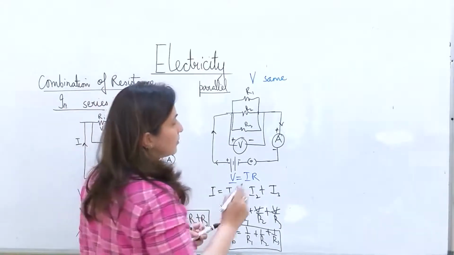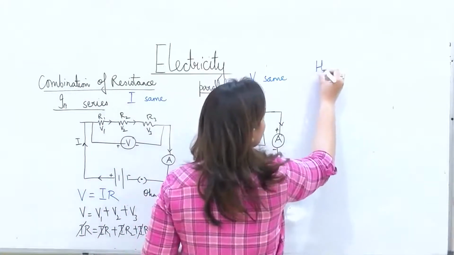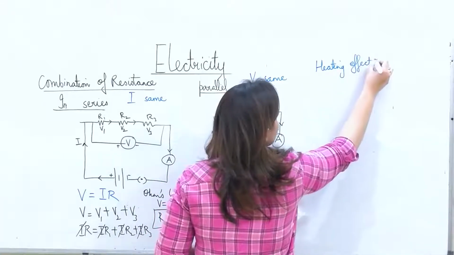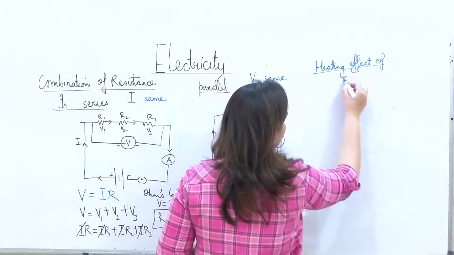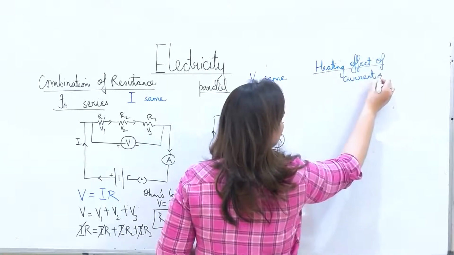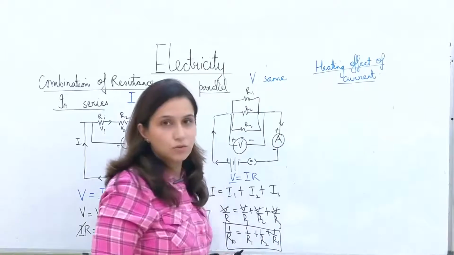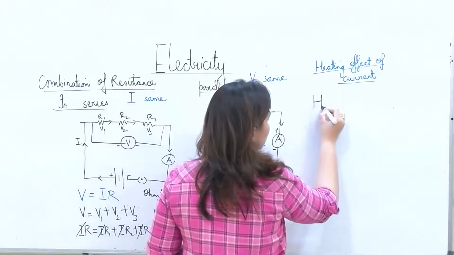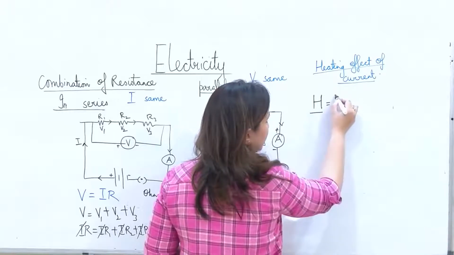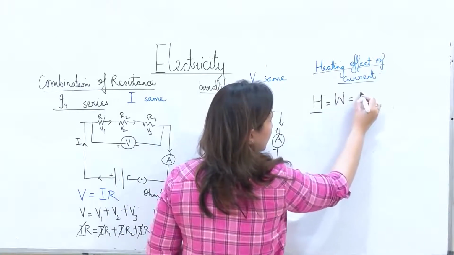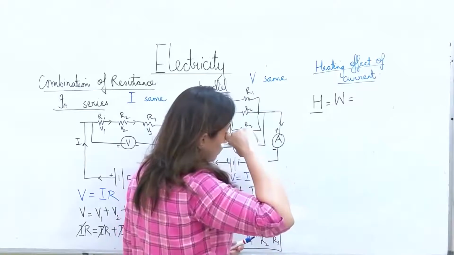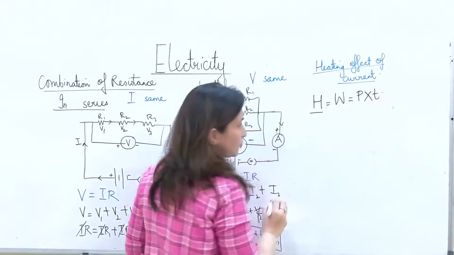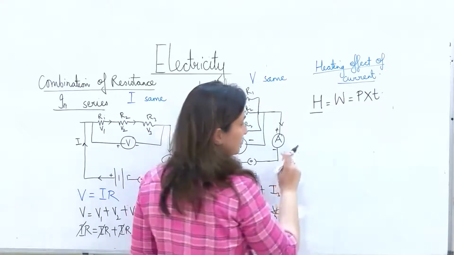Now I am coming to a very important topic, that is heating effect of current. Joule's heating effect of current was given by scientist Joule. He gave a formula. H is a form of energy, that is heat energy. Work done is a form of energy, and you know the formula of work done, that is power into time. So I'm using this formula, power into time, that is work done.